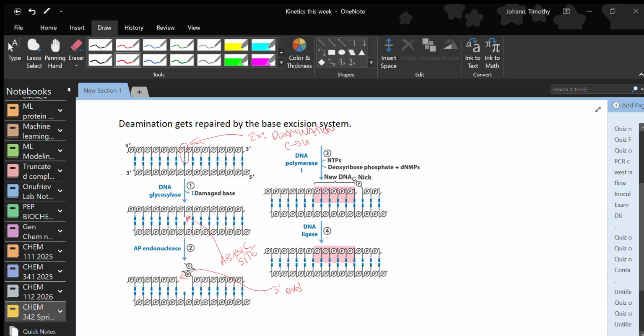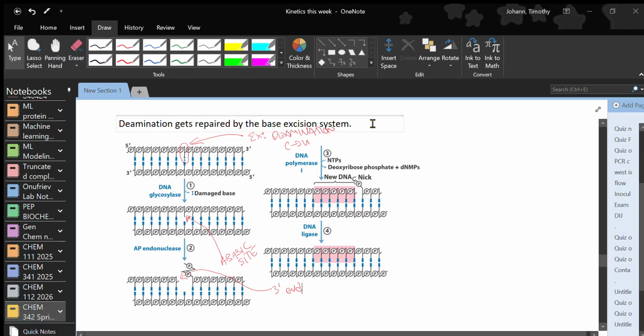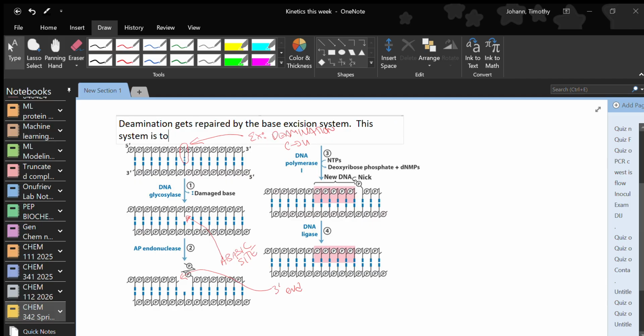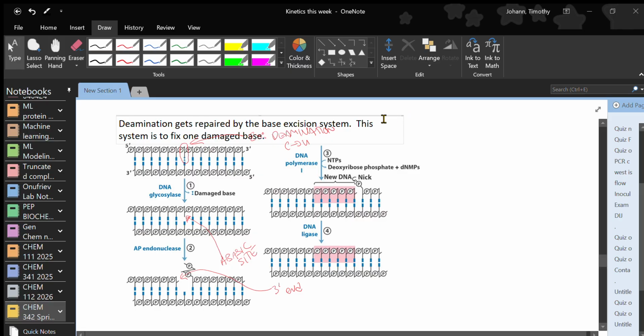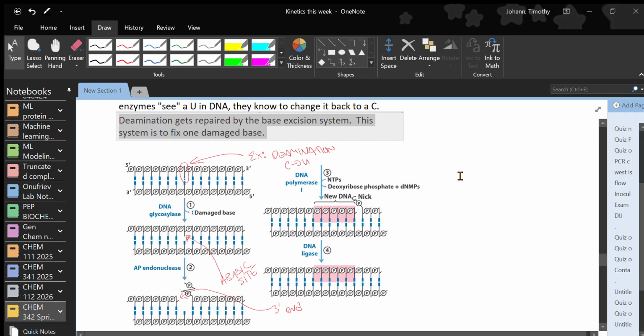But this is a system that fixes one base. So it's to fix one damaged base, not multiple damaged bases.